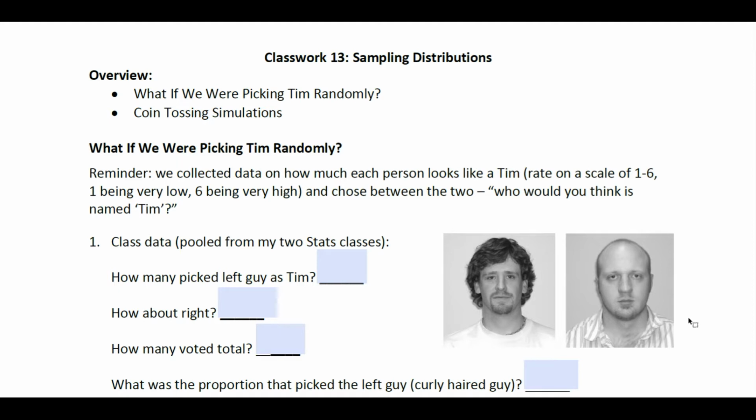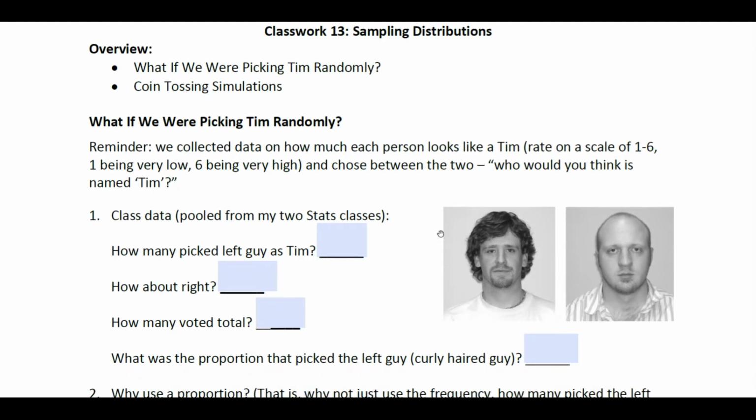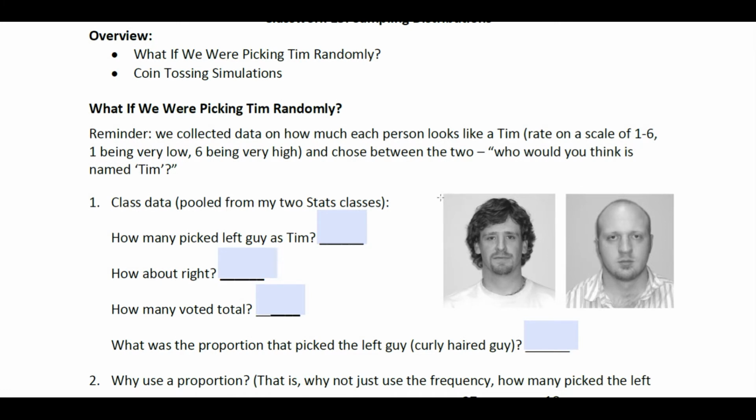I ask three questions. I ask on a scale of 1 to 6, with 1 being that guy's definitely not Tim, there's no way his name is Tim, to 6 being I know that guy and his name is definitely Tim. I ask, okay, well, rate from 1 to 6, how much does this guy on the left look like a Tim?